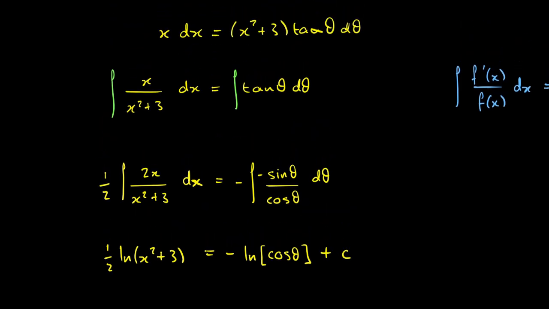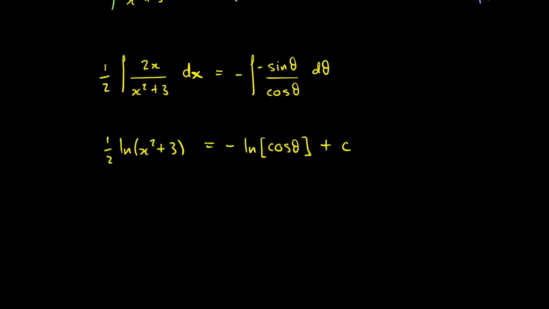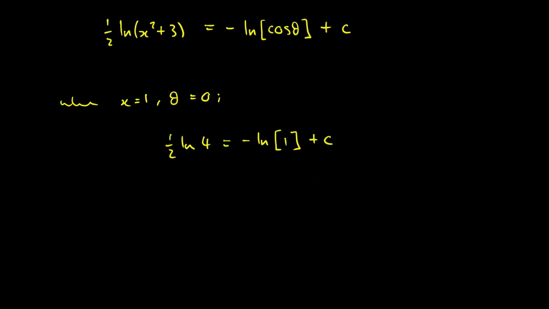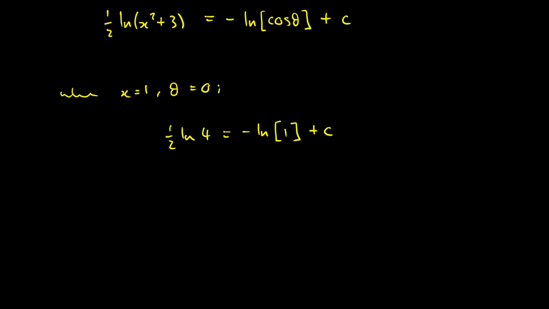So the next step is to find that constant c, and we're told that when x is 1, theta is 0. So we're going to substitute that in. When x is equal to 1, theta is equal to 0. And therefore, if I substitute in, I'm going to get a half ln 1 squared plus 3, which is 4, is equal to minus ln cos 0. Now, cos 0 is just 1, plus c. And hopefully you recognize that ln 1 is 0, because anything to the power of 0 is 1. So we're left here with c is equal to a half ln 4.